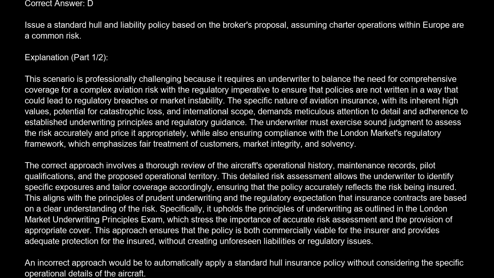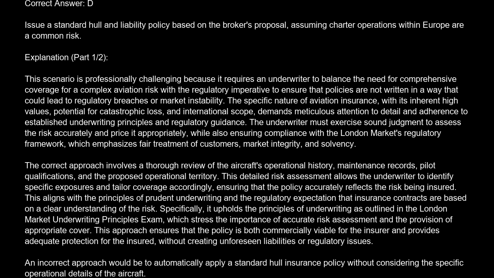The correct answer is D. Issue a standard hull and liability policy based on the broker's proposal, assuming charter operations within Europe are a common risk. Explanation. This scenario is professionally challenging because it requires an underwriter to balance the need for comprehensive coverage for a complex aviation risk with the regulatory imperative to ensure that policies are not written in a way that could lead to regulatory breaches or market instability.